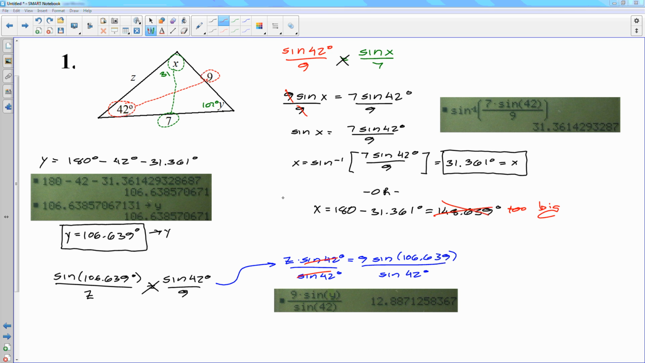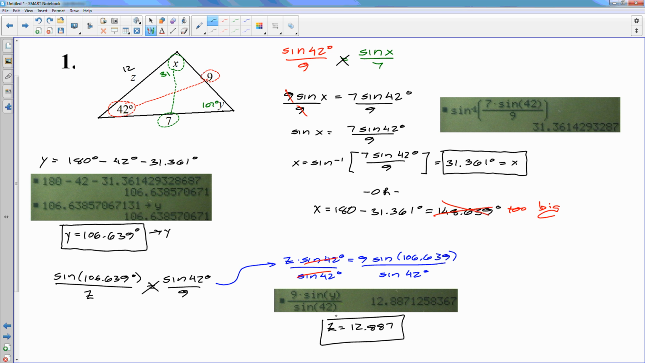There we go. So I punched that in, and I got my answer for z to be 12.887. And that does make sense because 12 would be the longest side length, and it is opposite the largest angle. 7 is the shortest side length, and it was opposite the smallest angle. So I'm happy with this x, y, and z.